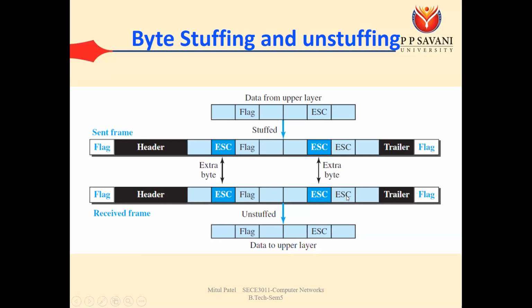Okay, so this process is known as byte stuffing and unstuffing. Byte stuffing: we put an escape in front of the flag, and an escape in front of the escape, so that process is known as byte stuffing. And on the receiver side we remove the escape, and that process is known as byte unstuffing. Using this process we can get the exact data that is sent by the sender; the same data sent by the sender we can receive at the receiving side.